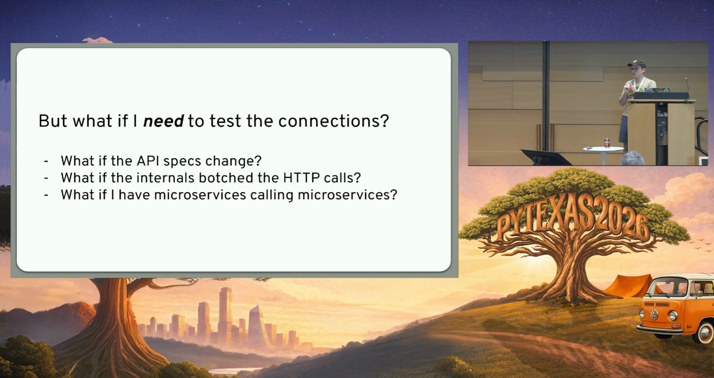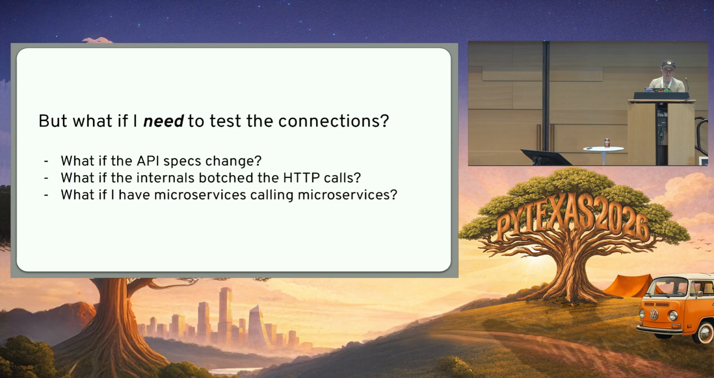What if the API specs change on me? Oh, crap, right? Your internal business logic might be the same, but the way it shakes hands might break, and therefore the whole system would be broken. Or what if the internals botched the HTTP calls for some reason? Now that's more of a concern of the web framework, which you would hope would be tested, but that's not something that we should be concerned about.